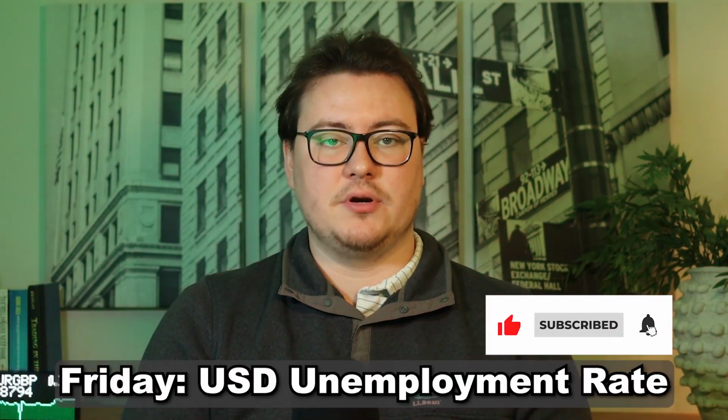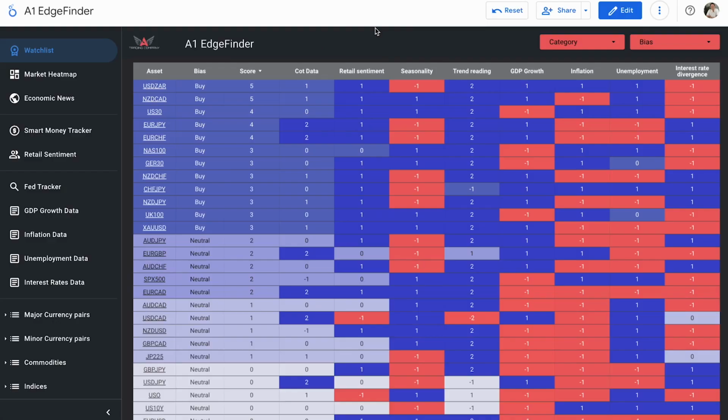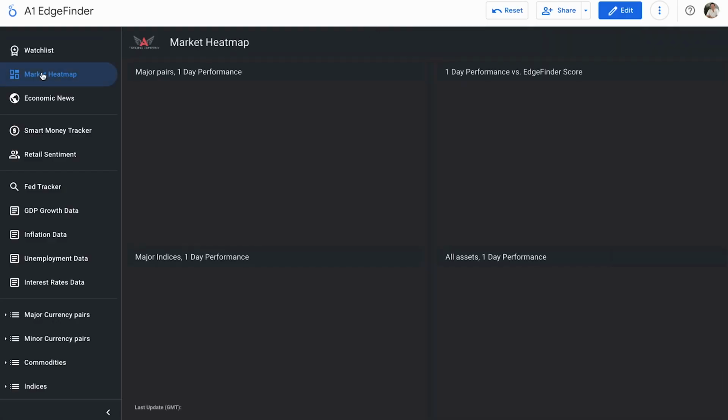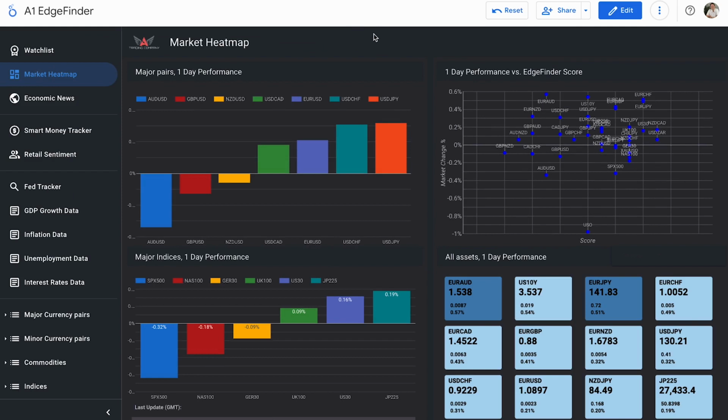Closing out the week on Friday, we have our second big US news event with the new unemployment rate numbers, expected to raise slightly. All right, so let's go ahead and check out the market heat map first. Let's see how all of our assets are trending so far today.